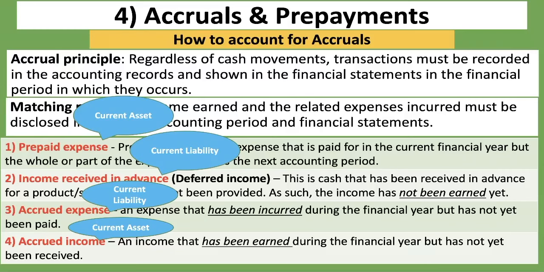But this is what accruals are. They're either current assets or current liability. So it should be easy for you now to identify what is a current asset and current liability when it comes to accruals and prepayments. So let's go into some examples in identifying what accrual or prepayment it is and also doing the journal entry for it. Here we go.